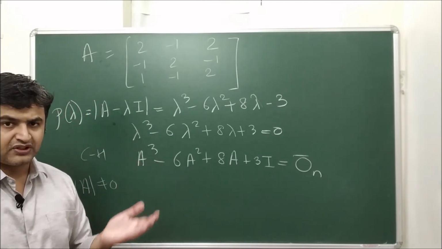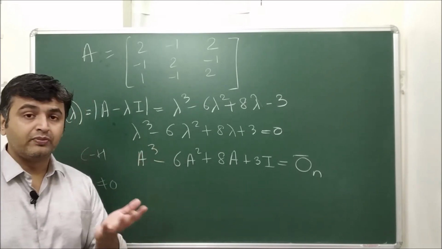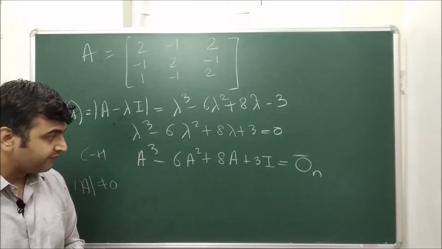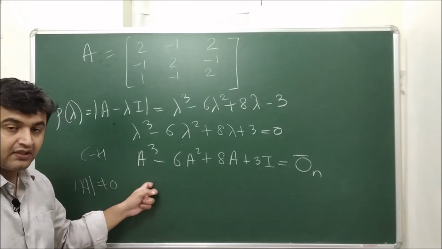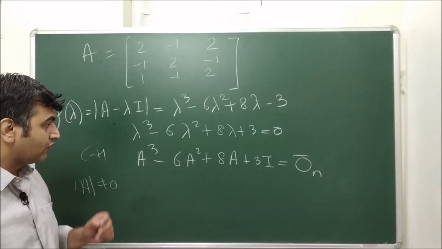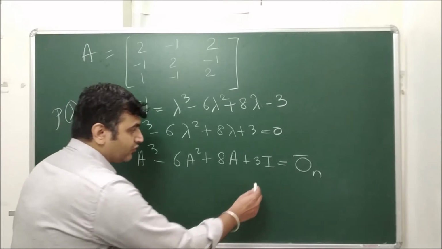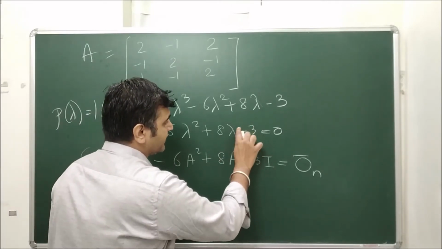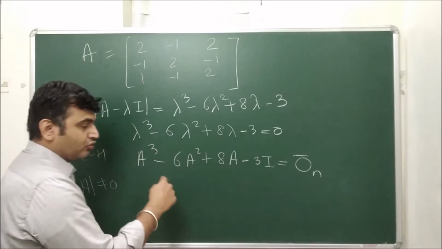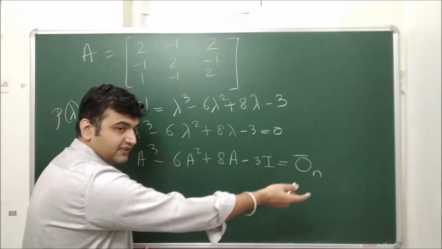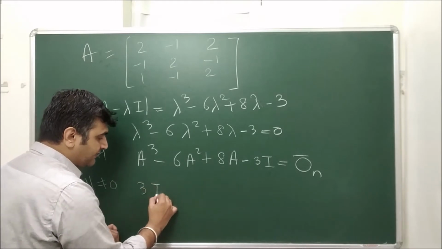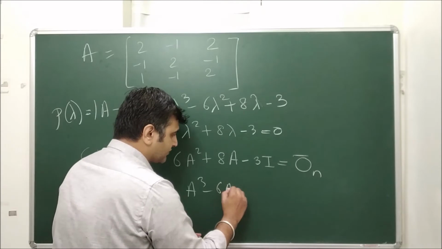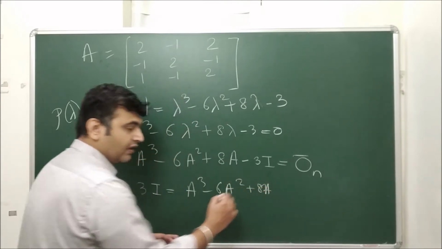You can use row operations, column operations, or the adjoint method to find the inverse. Well, you can use this method as well. What to do is keep the identity on one side. Oh sorry, this is minus 3 over here. So you always take the identity term on the other side. So what you have is 3 times identity is equal to A cube minus 6A square plus 8A.